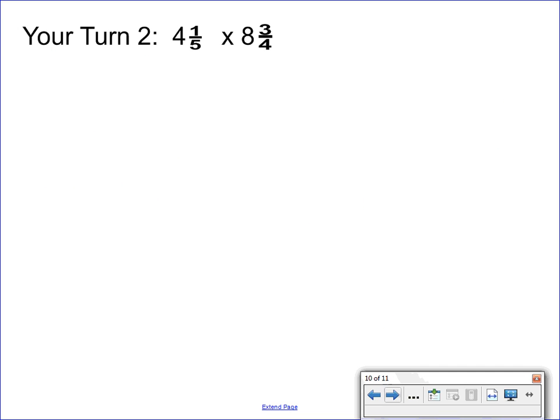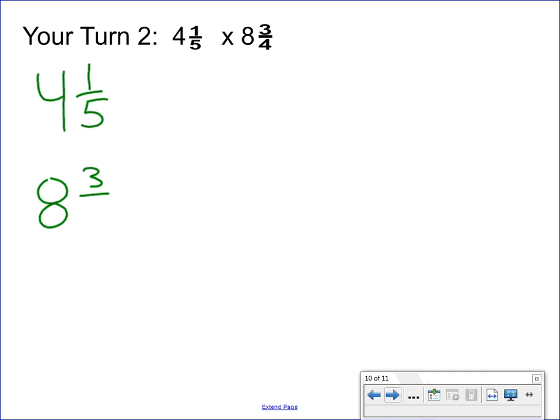So here you go. Here's your turn. Give it a shot. Push pause, do the work, and when you're all done, push play to see if you got it right. Okay, let's see how you did. See if you came up with the same improper fractions that I do.